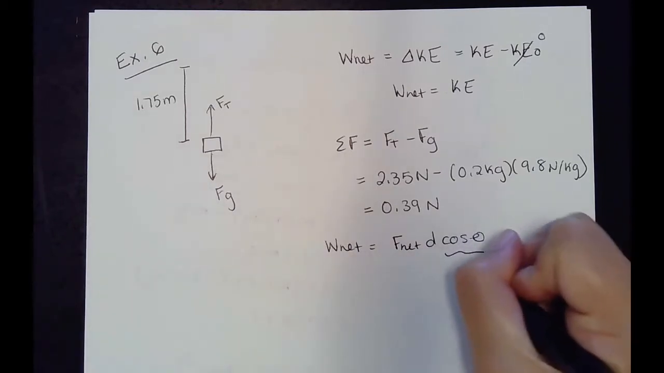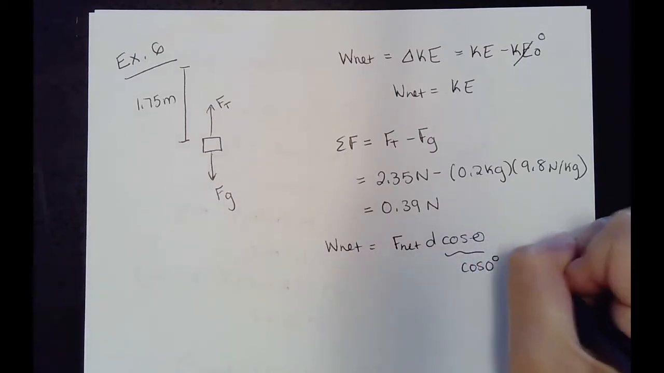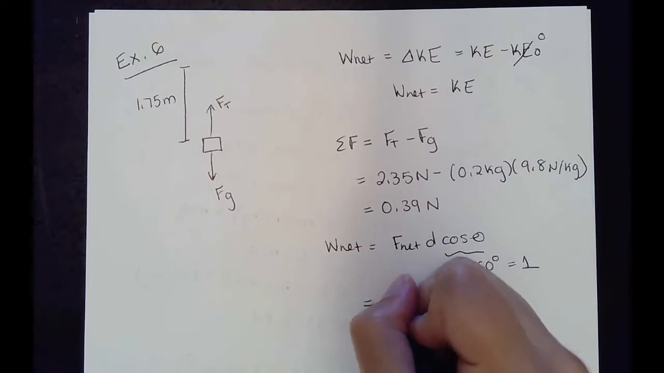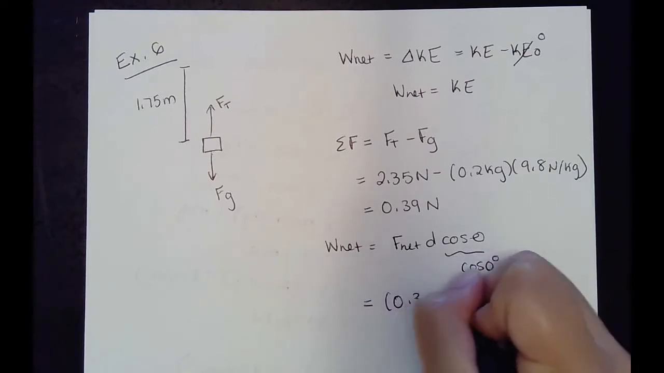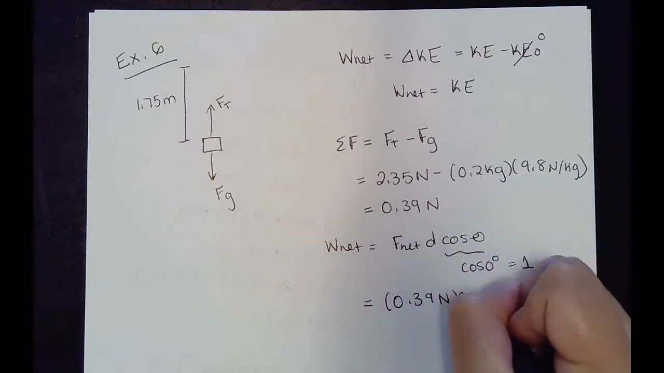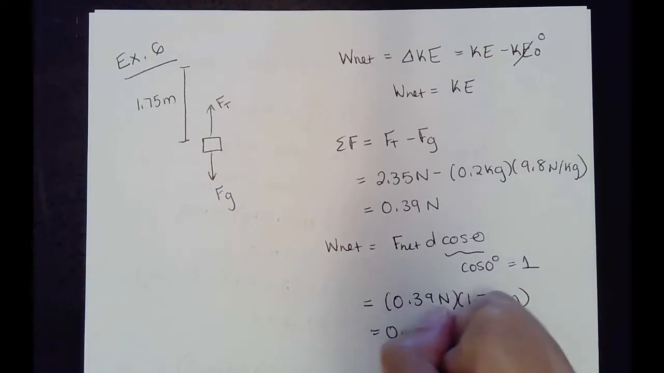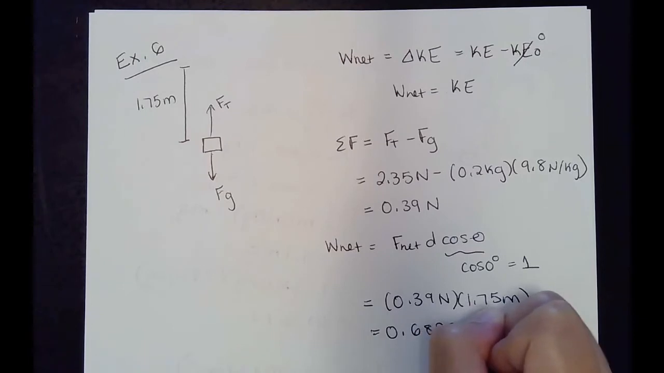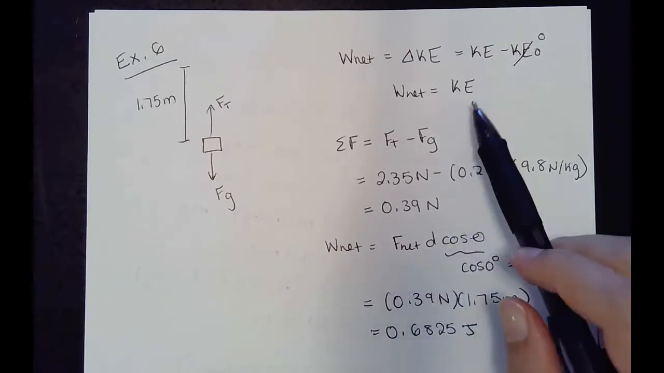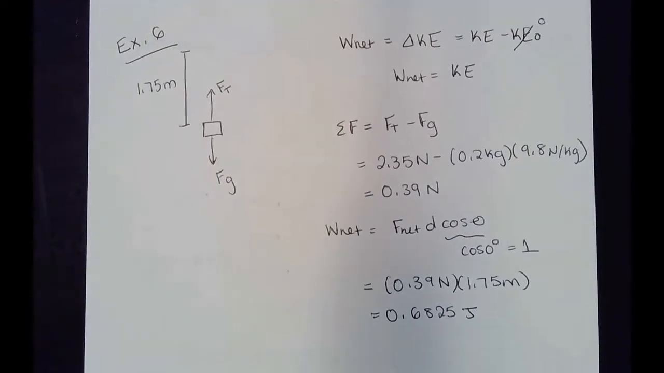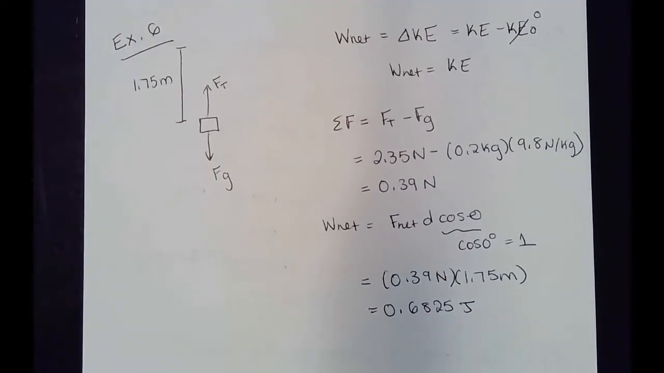So this is cos of 0. They're in the same direction, which is 1. So it's just F net d, 0.39 newtons times 1.75 meters, which is 0.6825 joules. Alternatively, you can leave this as F net d and plug it into the work kinetic energy theorem. But now that we have that, we can find the speed.